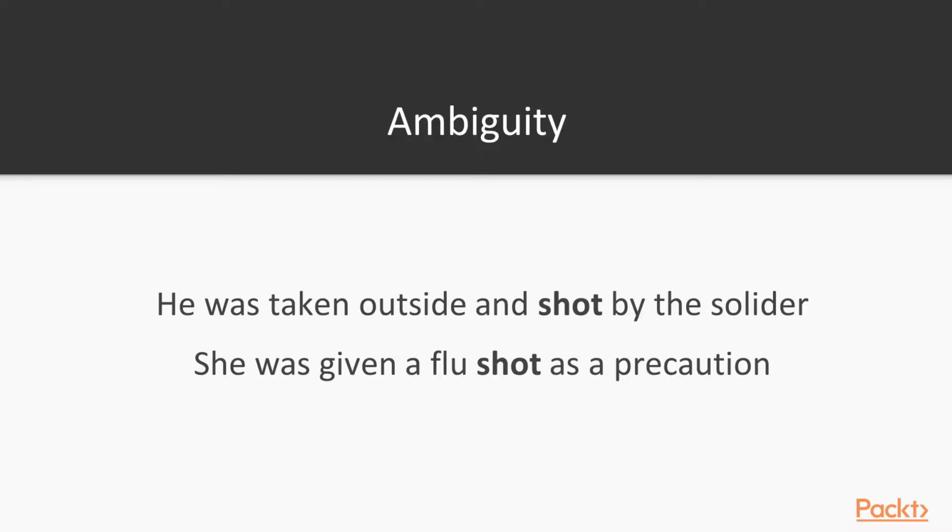Okay, so the first thing to consider is ambiguity of meaning. If we consider these two sentences, "he was taken outside and shot by the soldier," and "she was given a flu shot as a precaution," we have the same word, shot, having two different meanings in these two different contexts. And remember our comparison of computer language and natural language. In the case of human language, we have words that can have different meanings depending on context. And this is a challenge for us to encode and explain to a computer.